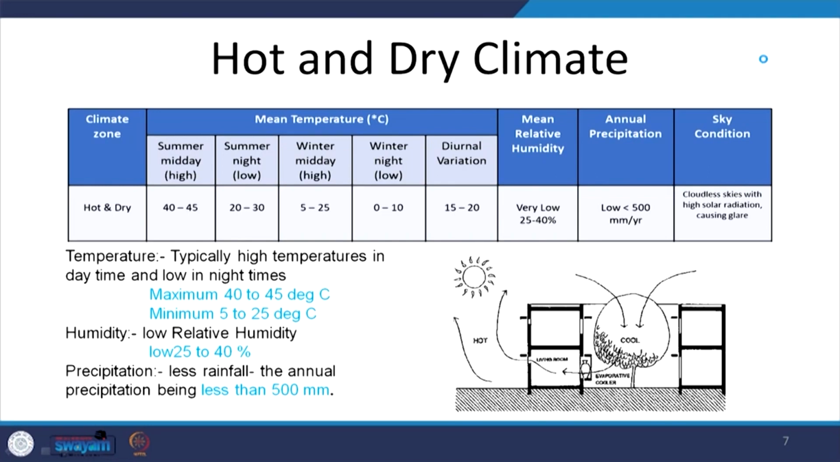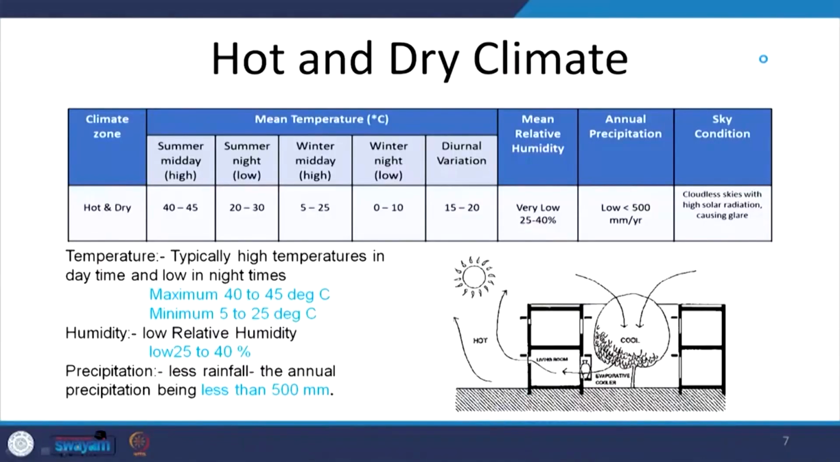So, first of all, we are talking about hot dry climate. Now, this hot dry climate, as we have already seen, is found in the western part of our country, which is desert like conditions. So, we are talking about cities like Jaipur, Jaisalmer, we are talking about the region of Kutch falling in hot dry climate. So, largely the west of Aravallis is what we are seeing as hot dry.